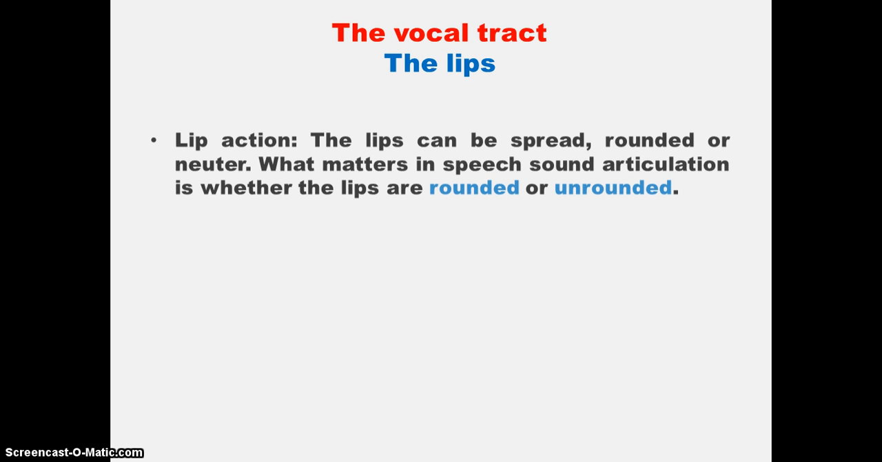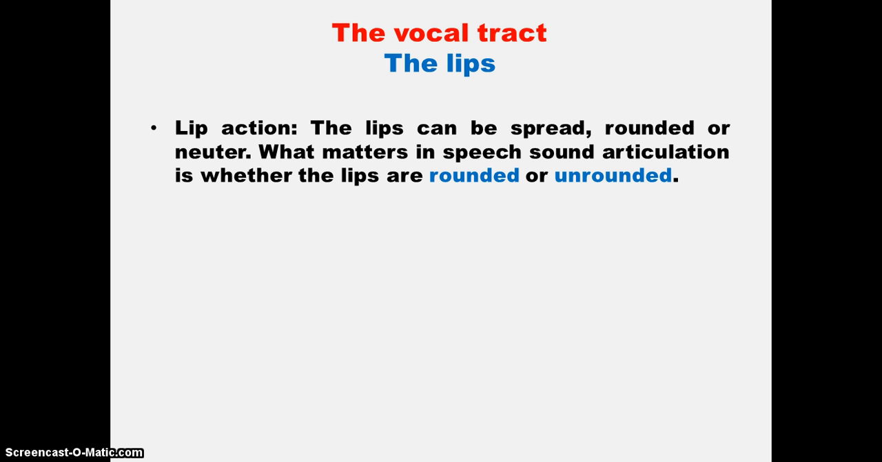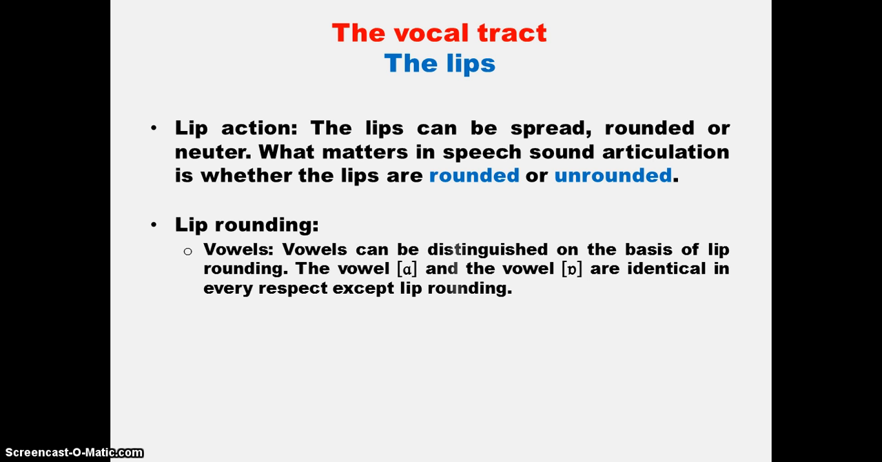The lips. Lip action consists of spreading the lips, rounding them, or maintaining them in a neutral position. What matters in speech sound articulation is whether the lips are rounded or unrounded. We start with lip rounding.